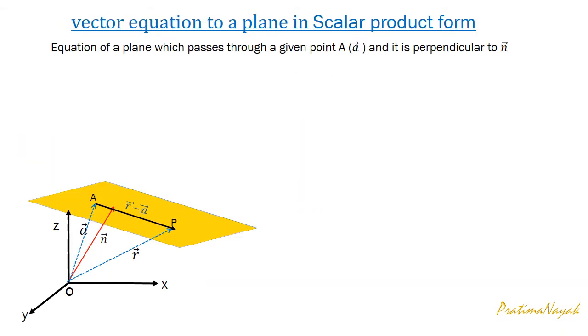Now we'll get the vector equation to a plane in scalar product form. If a point is given through which the plane is passing, that is denoted by vector A, and the plane is perpendicular to normal vector n. So OA vector is equal to vector A, OP vector is equal to vector R. So AP vector is equal to R vector minus A vector.